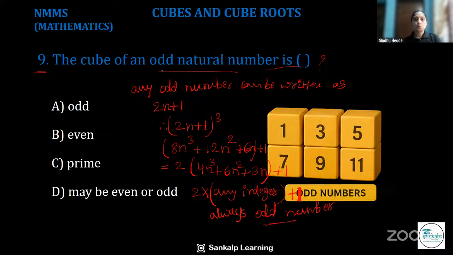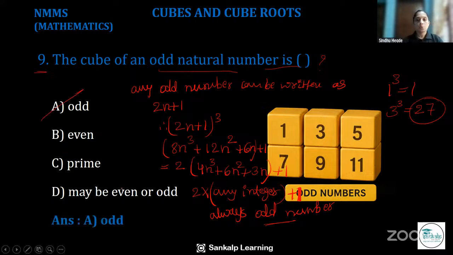That is why the cube of an odd natural number is always odd. For example, 1 cube is 1, then 3 cube, 3 threes are 9, then 27. Like this, you can consider any odd numbers. Finally, its cube also gives an odd number only. So the cube of an odd natural number is always odd. Hence option A is the correct answer.